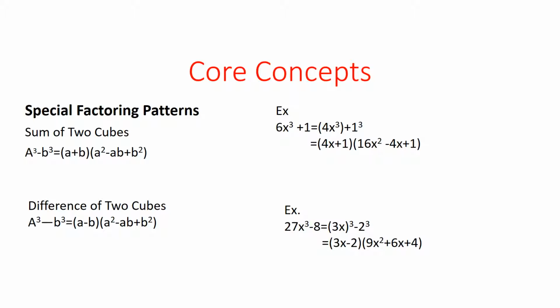And difference of two cubes, which is a to the third minus b to the third, which equals a minus b in parentheses times a squared plus ab plus b squared in parentheses. An example for that is 27x to the third minus 8, which equals 3x cubed minus 2 cubed. Difference of two cubes, 3x minus 2 times 9x squared plus 6x plus 4.